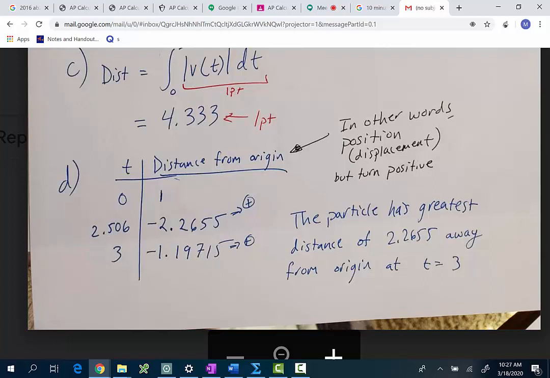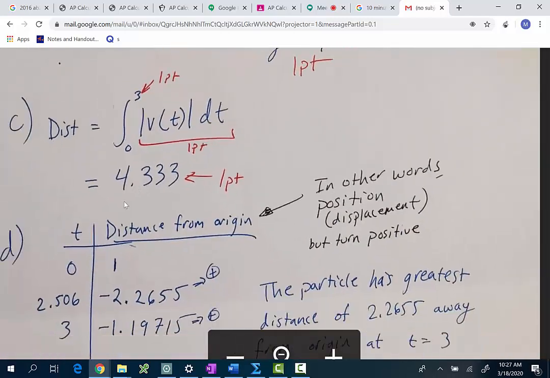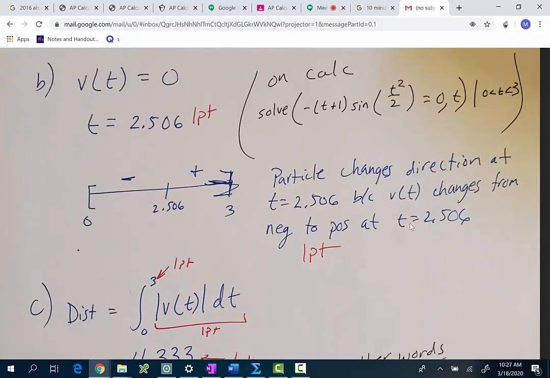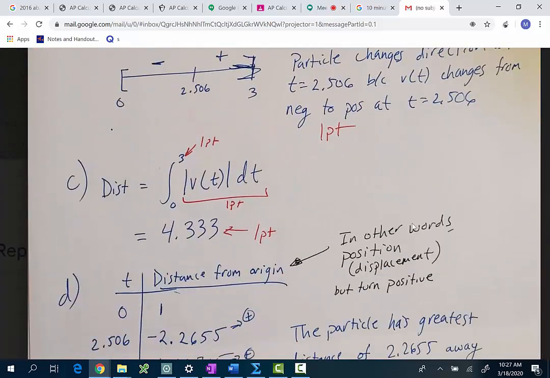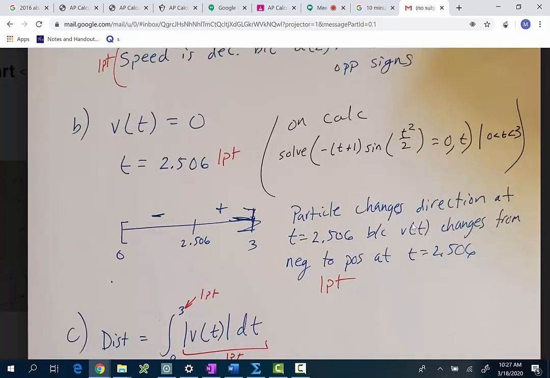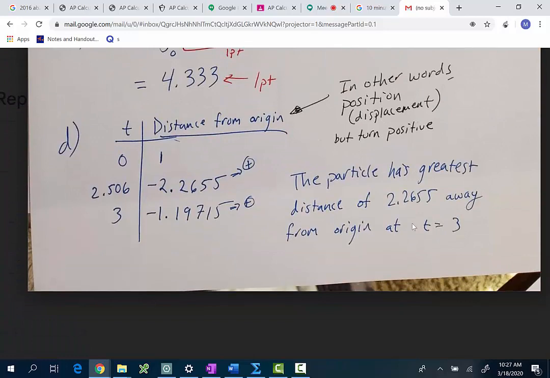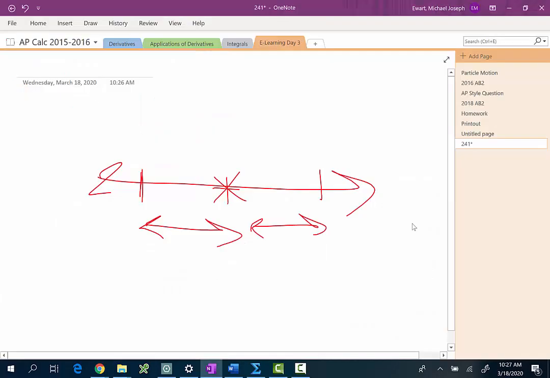To get those two numbers, what I did was say the maximum position has to occur at either an endpoint or a critical point. We already solved v of t equal to 0 up in B, and we got 2.506. So it's going to happen at 0, 2.506, or 3. 0 was a given, they gave us 1. For 2.506 and 3, that's where we do include that initial.